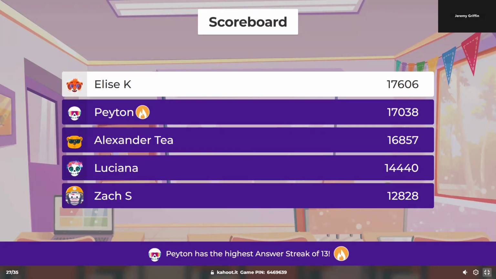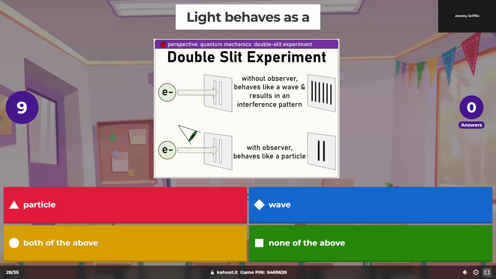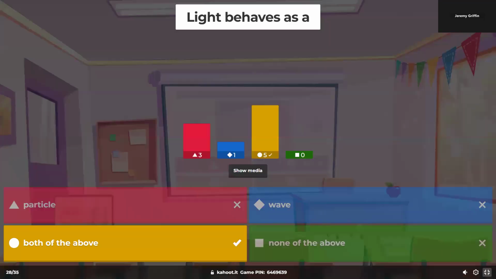And Zach, Luciana, Alexander, Peyton, Elise. Ooh. Grace. Oh, quantum time. Light behaves as a what? Yeah. You guys remember wave particle duality?